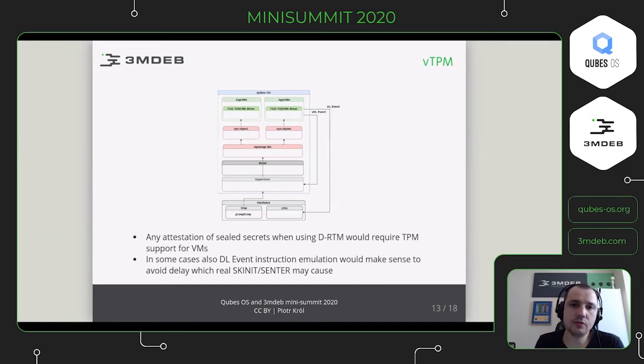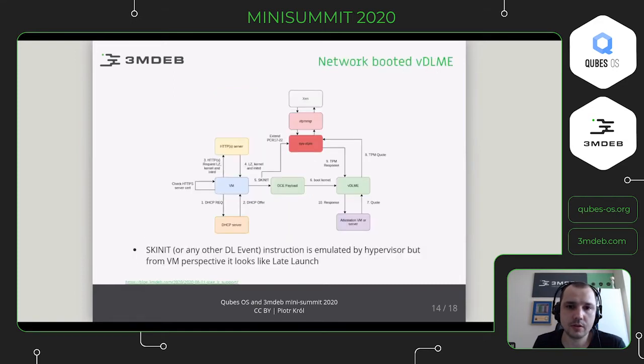Yeah, and also, of course, if we want to perform any attestation or use secrets, the vTPM has to be present and available for the application VM. So this slide explains a somewhat complicated flow.